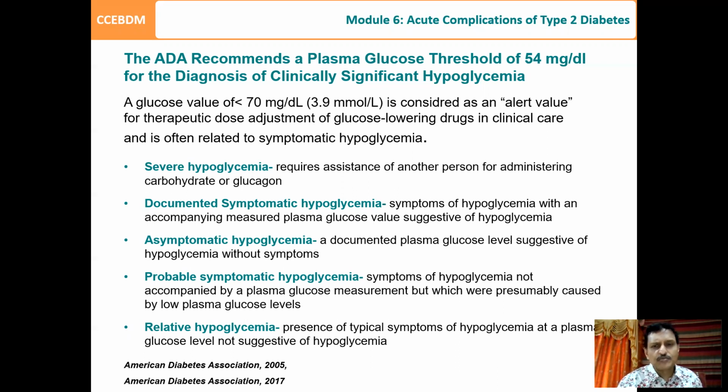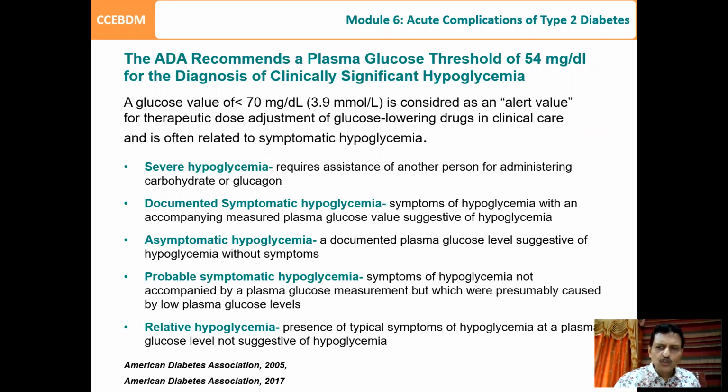There is probable symptomatic hypoglycemia, meaning that the patient has got a feeling of hypoglycemia, symptoms of hypoglycemia. The patient did not measure his blood glucose. He did not have a meter at that point of time to measure the hypoglycemia.